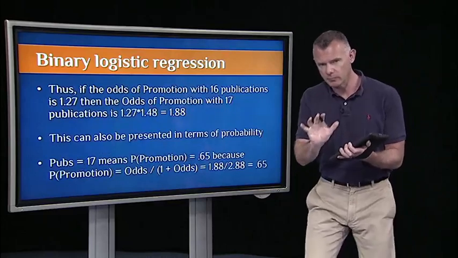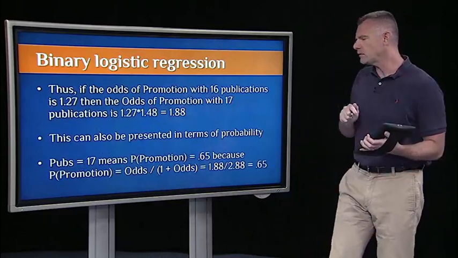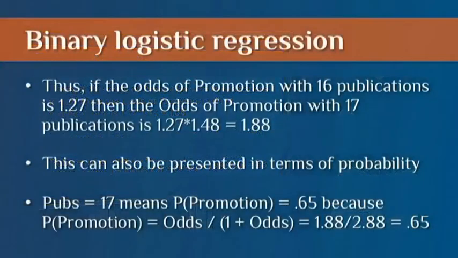Again, let's try and make that a little more concrete. If the odds of promotion with, say, 16 publications is 1.27, then the odds of promotion with 17 publications, 1 more, is 1.27 times 1.48, or 1.88. Now we can represent that in terms of probability, which for me makes the most sense. So down at the bottom, if you have 17 publications, the probability of promotion is 0.65, because probability of promotion is odds over 1 plus odds, and we already did our odds calculation.